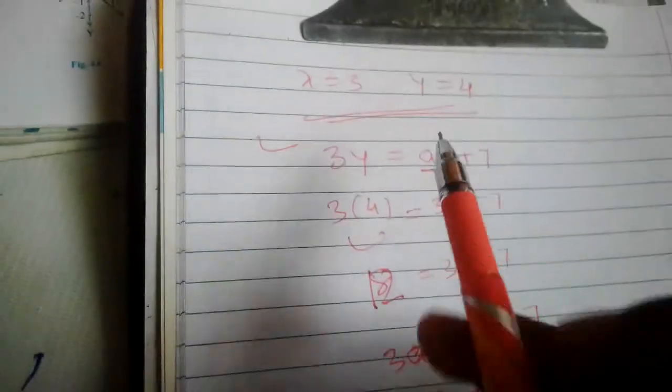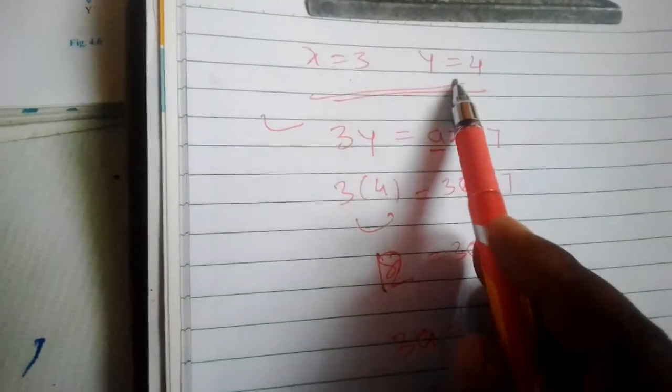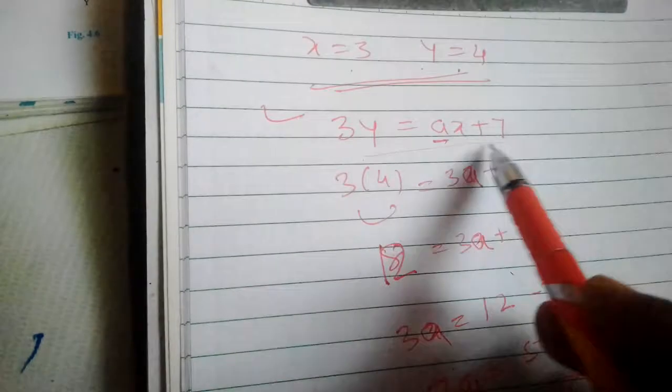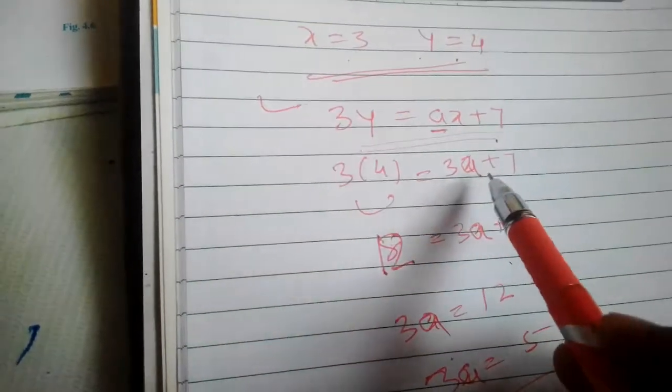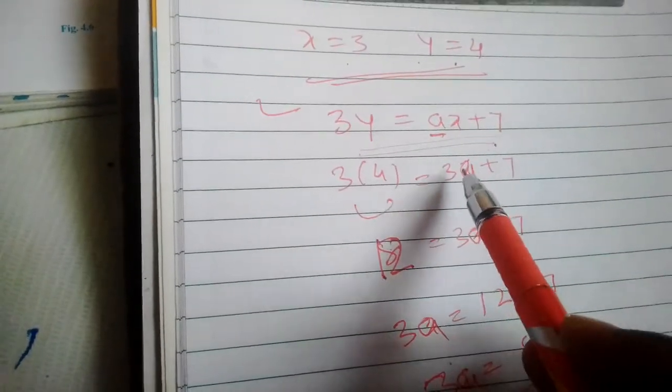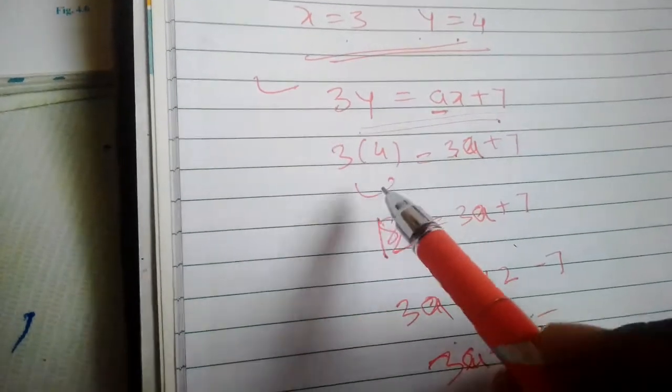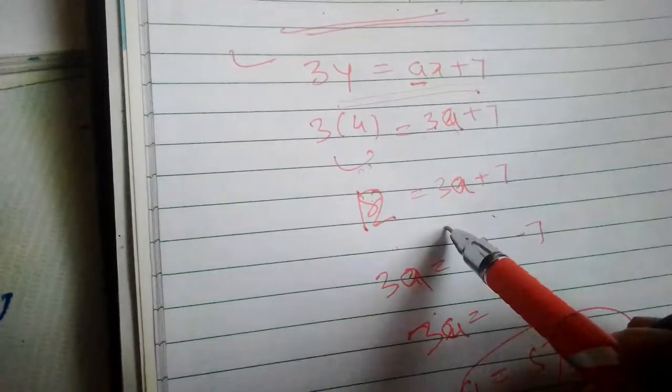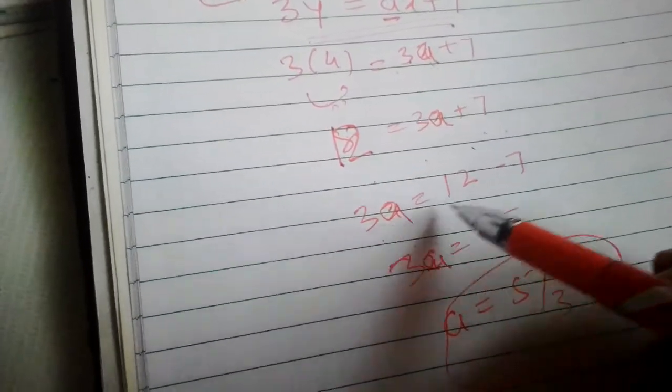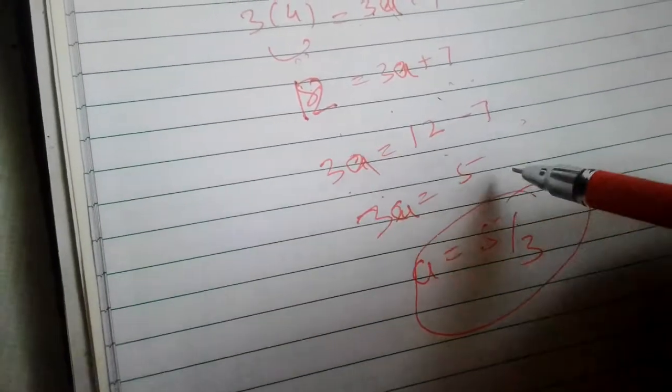Okay, so they already gave x equal to 3, y equal to 4, which lie on this given expression. Put the x value as 3 here, y value as 4: 3 fours are 12, 3 into a is 3a plus 7. 3a equal to 12 minus 7, 3a equal to 5, a equal to 5 by 3. This is your answer. Okay.